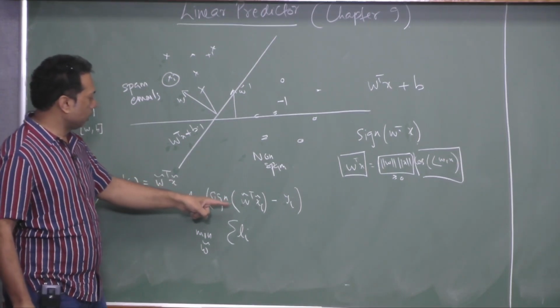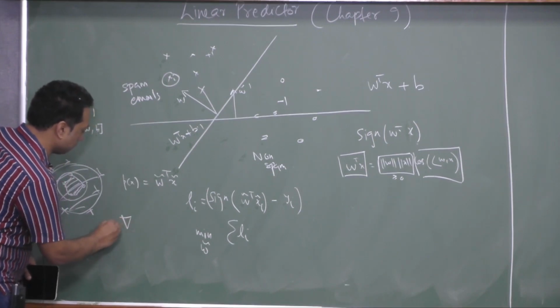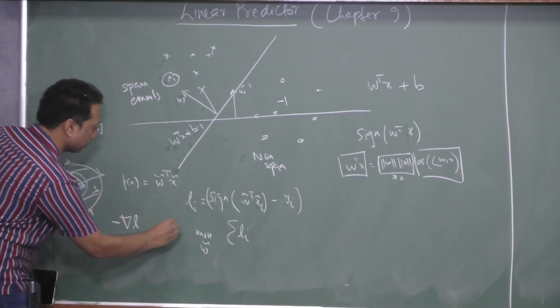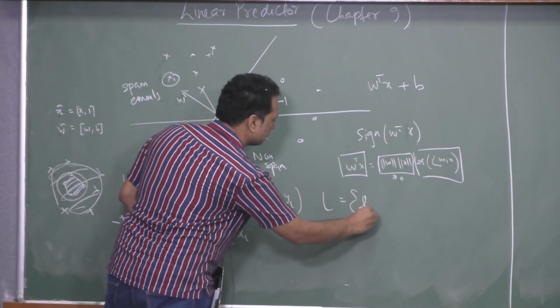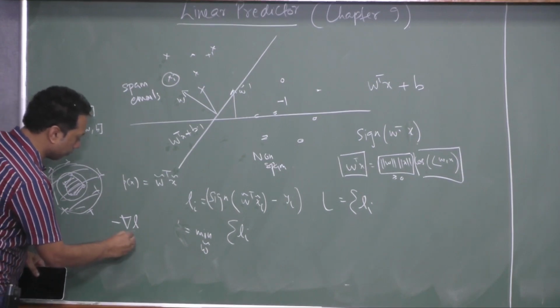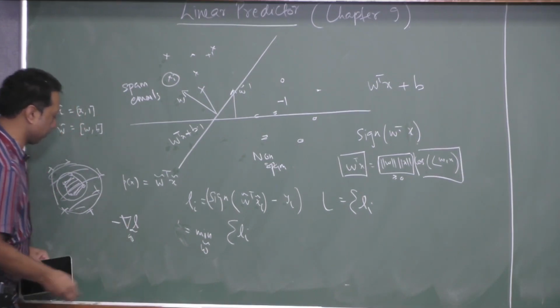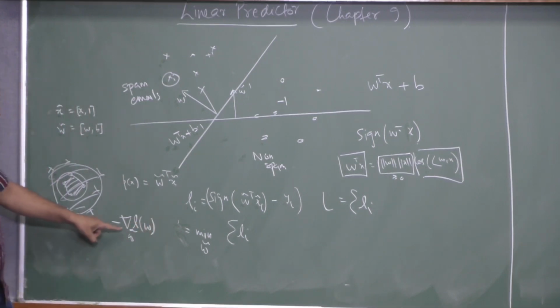Let us go in the direction of the negative gradient of the capital L, where capital L is the sum of these Li's, so the whole loss over all samples. So let us go in the negative gradient of L with respect to W direction. That's what gradient descent tells us. As a function of W, if I have to minimize a function, then I have to go in the negative gradient direction.